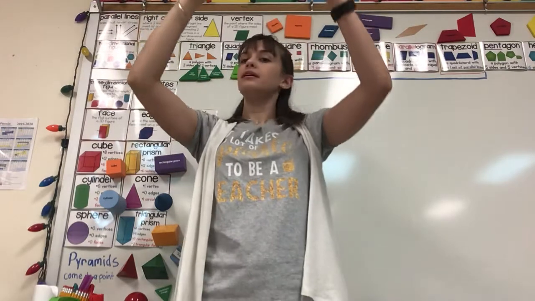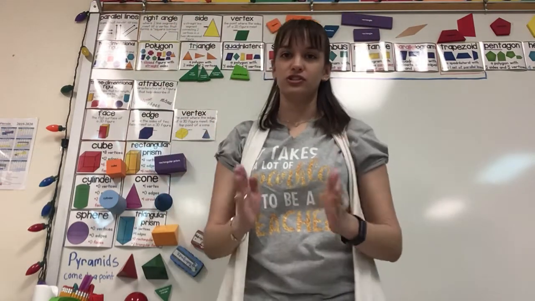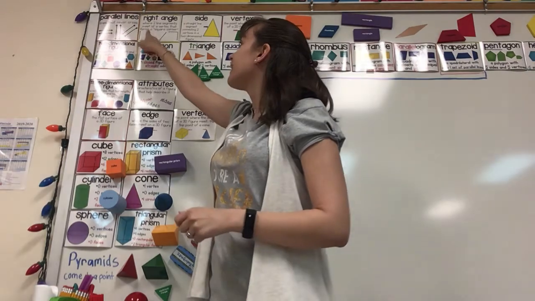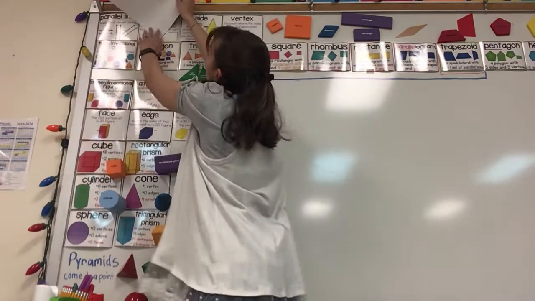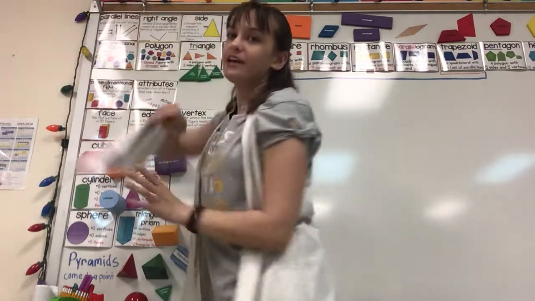Parallel lines, lines that never ever touch. It's just like train tracks. Right angles measure 90 degrees, and you can test it by fitting a piece of paper right into that angle.